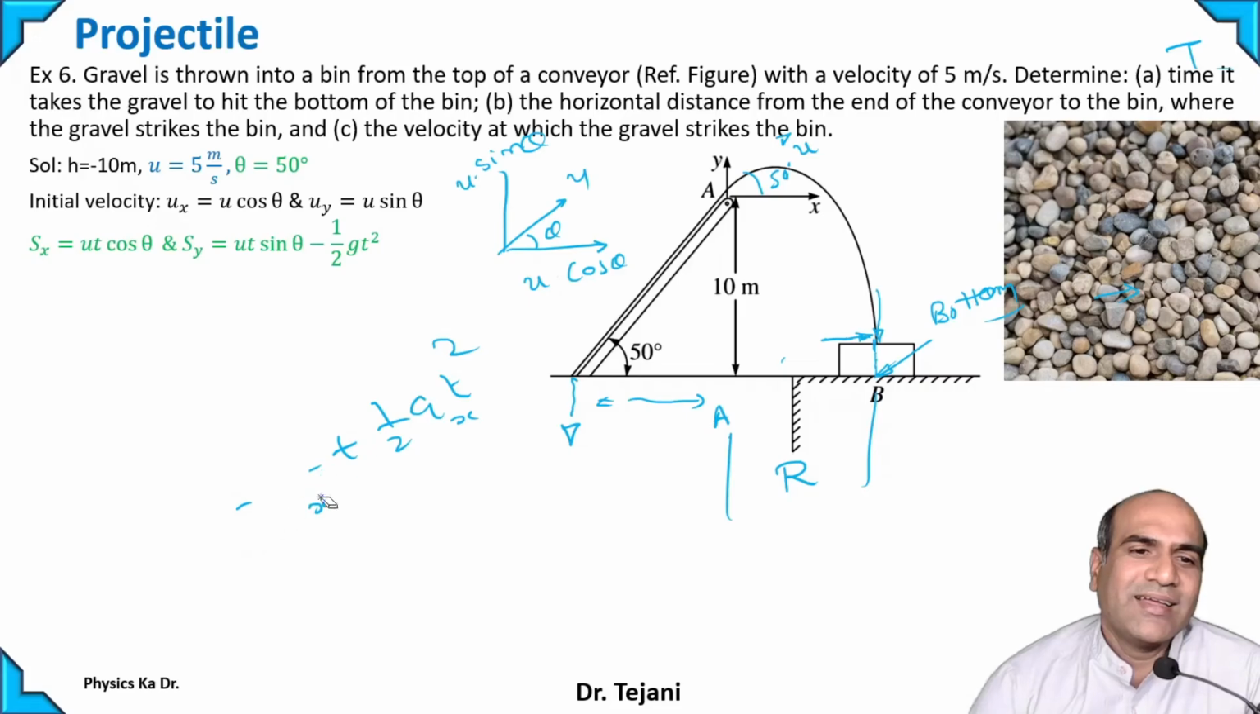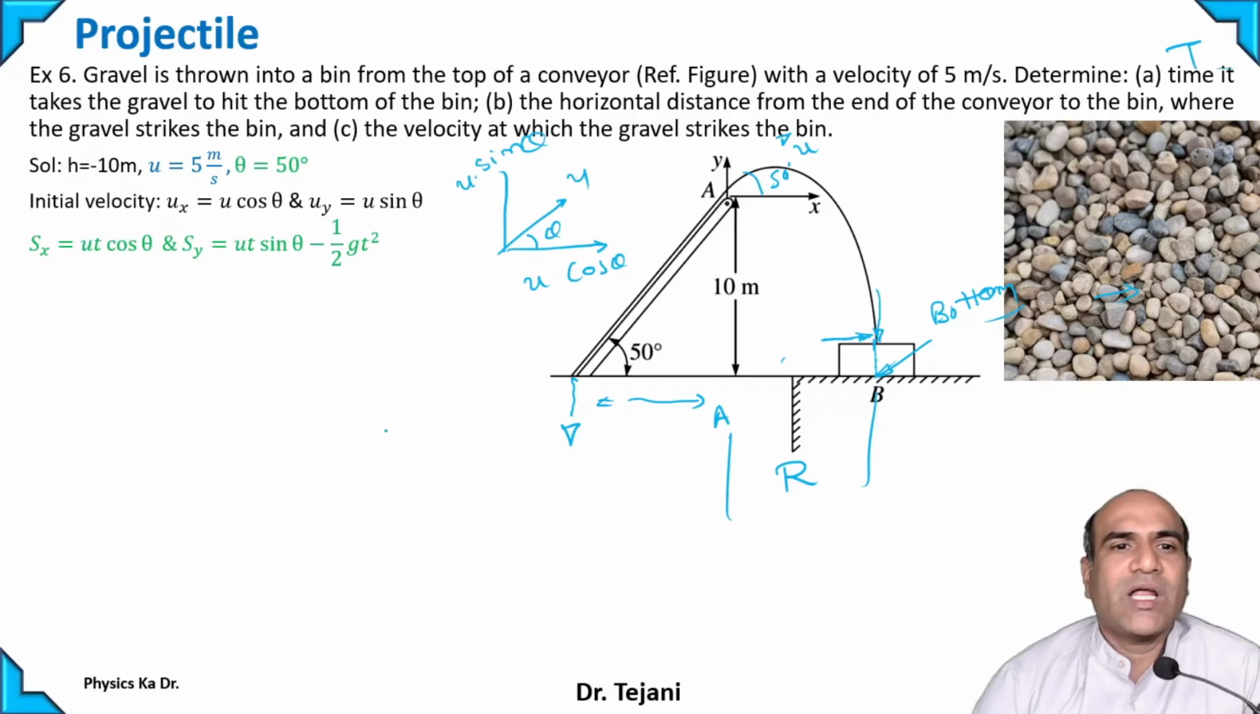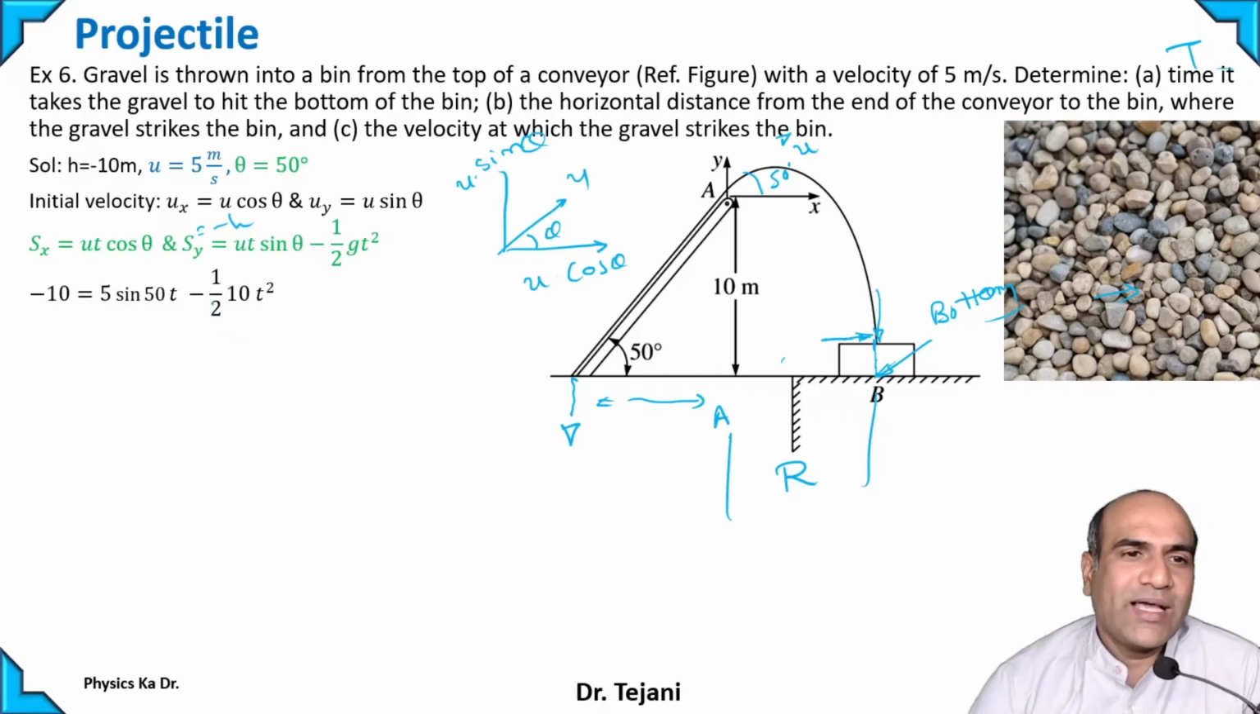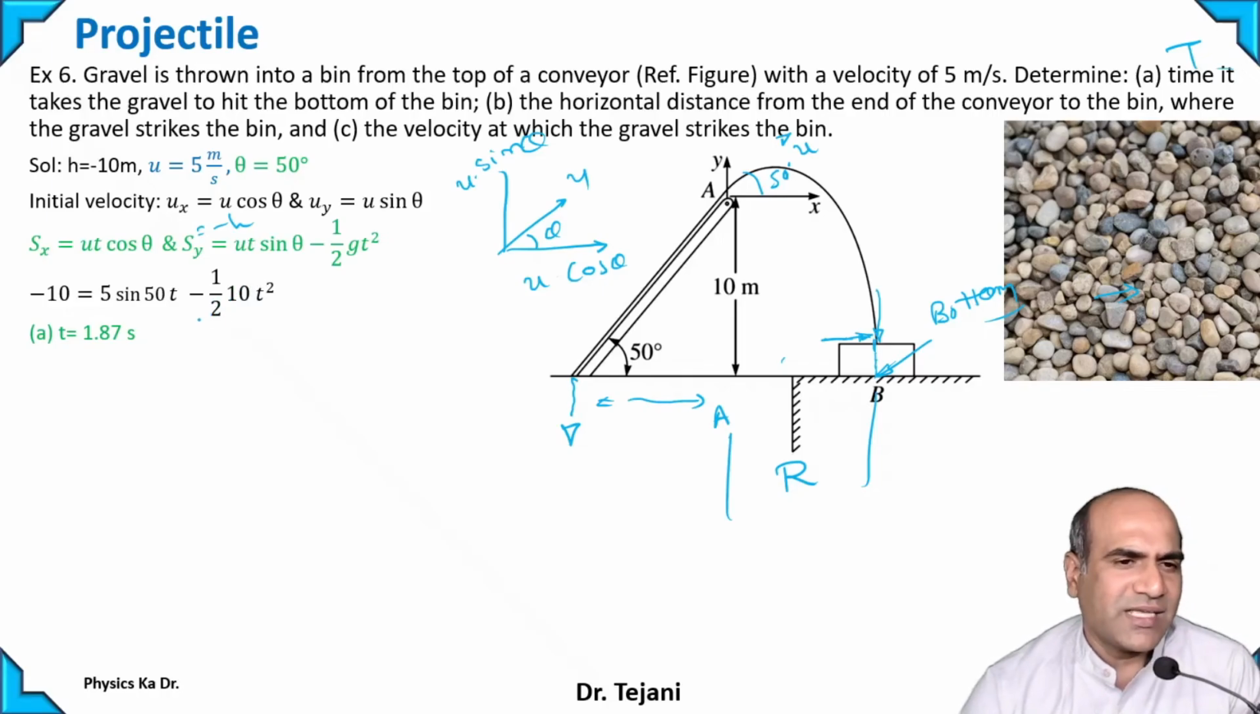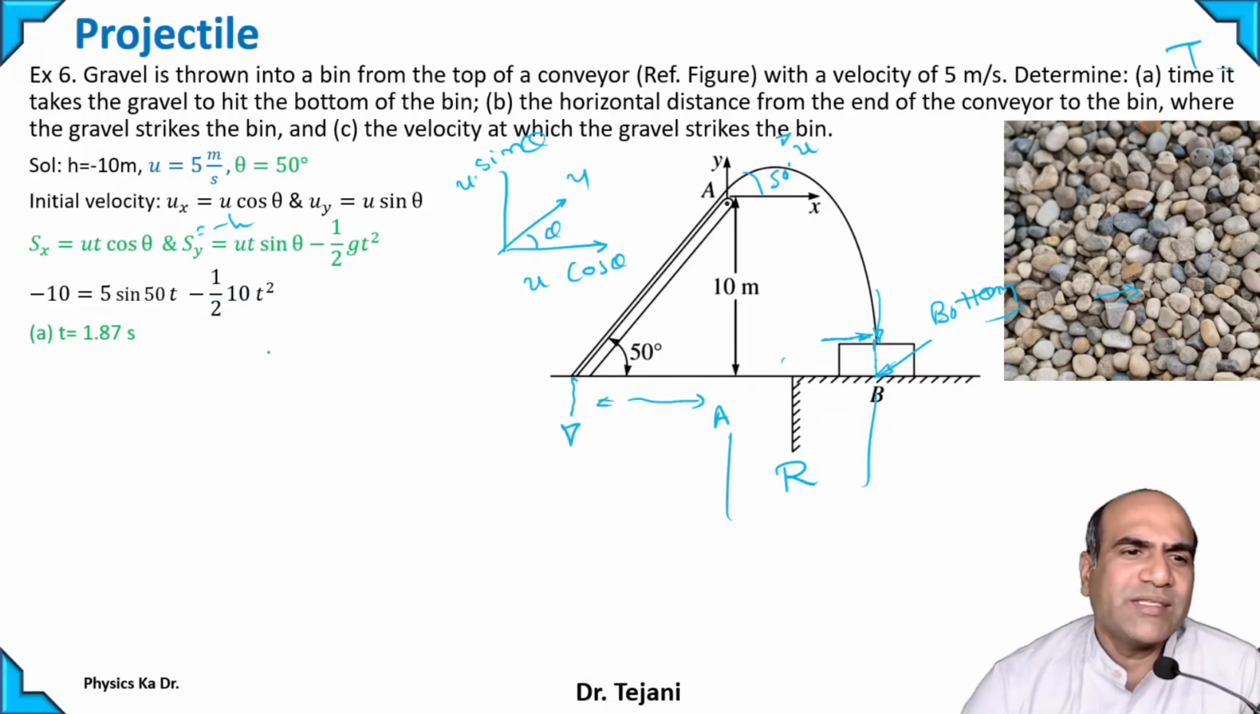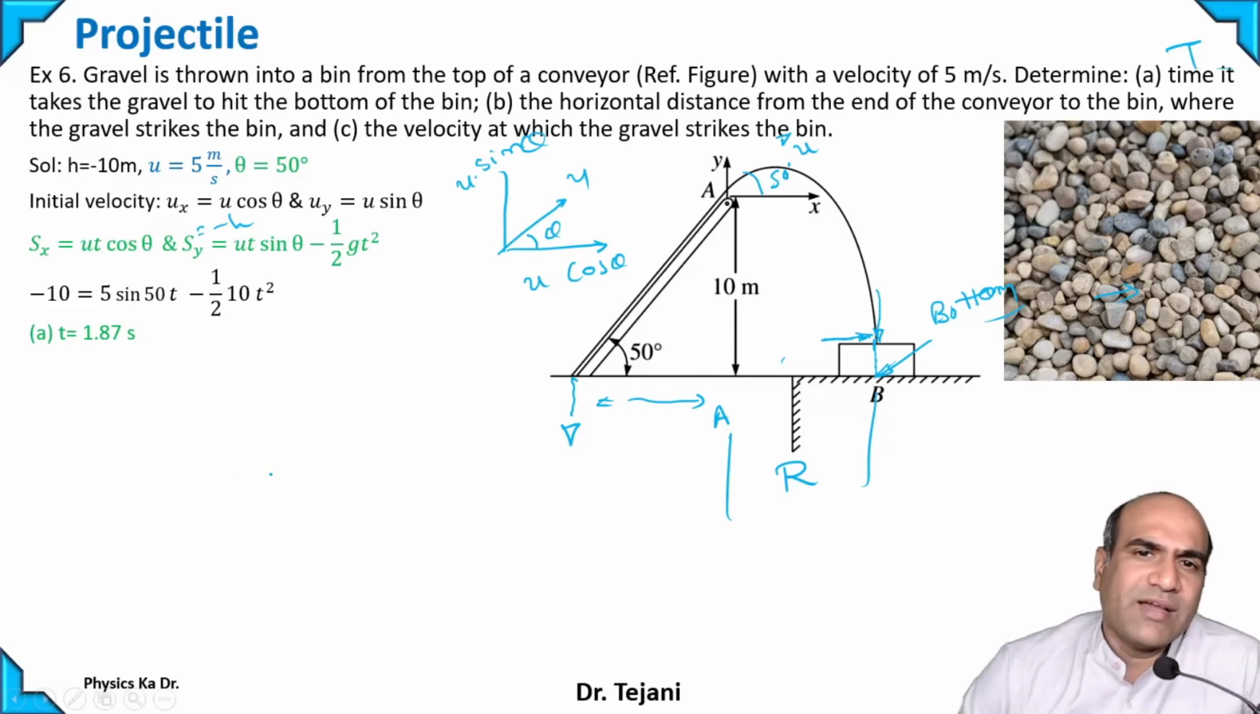Excellent. Now what next? Put the values here. Height is given, so Sy is equal to negative height, so Sy is equal to minus 10. U is 5, sin theta, t is required, 1 half 10 t square. So you will have an equation for that. And you solve this equation, you will have t is equal to 1.87 second. Usually sin 50 is not so popular. Generally sin 50 is a very rare case. It is not there mostly. Otherwise, for angles like the usual ones, you will be having a nice answer.